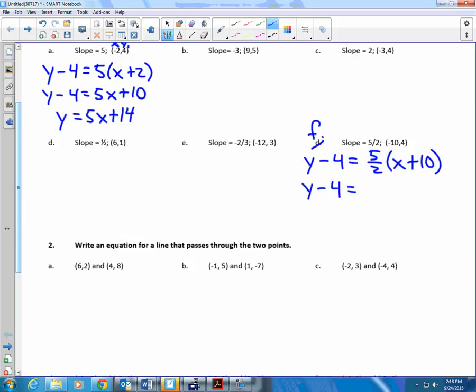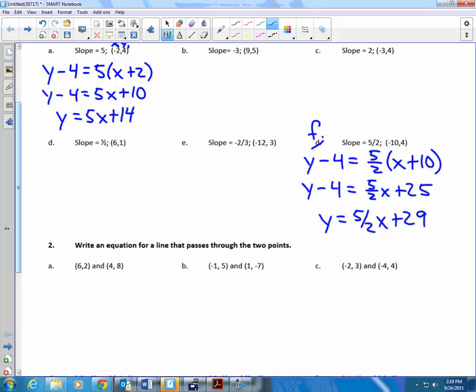Distribute 5 over 2 times x. 5 over 2 times 10. You take 5 and multiply it by 10 to get 50, and then you divide by 2 to get 25. Finally, see that? Not too bad, right?